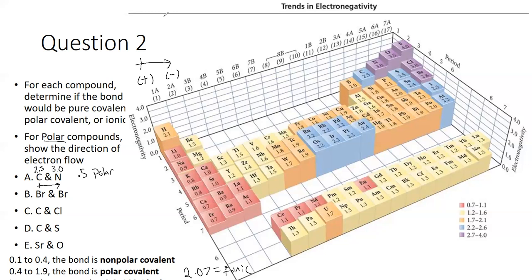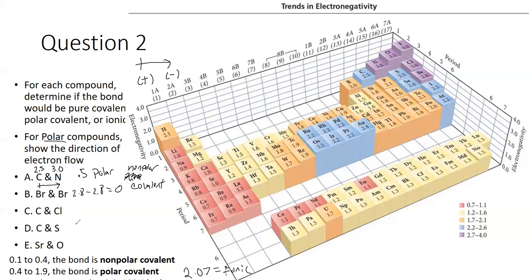All right, since time's running out, let me go through these. So B, bromine. Bromine has a score of 2.8. The other bromine has a score of 2.8. 2.8 minus 2.8 is 0. So this is pure covalent. Usually we just say nonpolar. No arrow, because this is not a polar bond, so you don't draw an arrow for Br-Br.